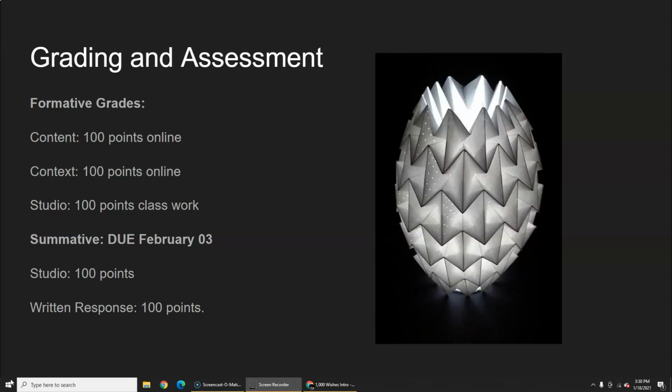Your summative project is due February 3rd. And I will explain about that when we are in that stage of studio. And the studio part of the summative is 100 points, and your written response part of the summative is 100 points. It is very important that you keep up with the daily work.